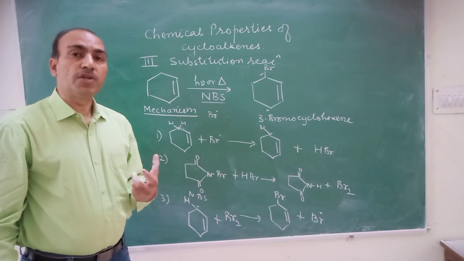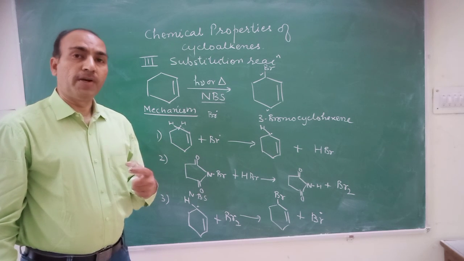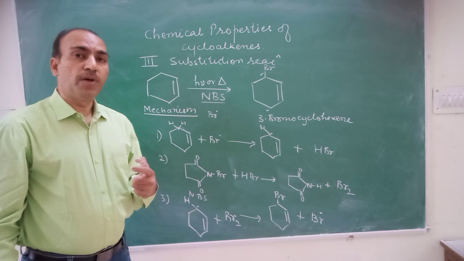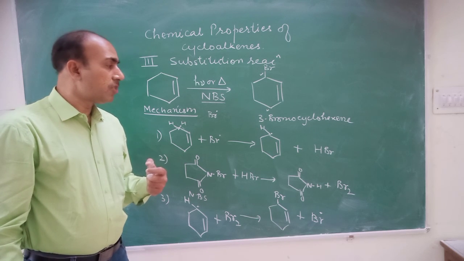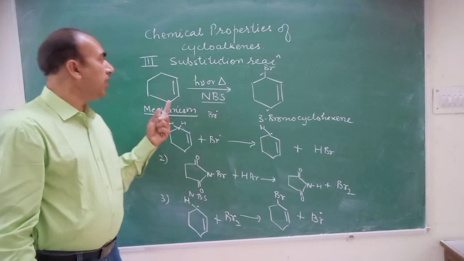Why is there low concentration? Because the solubility of N-bromosuccinimide in carbon tetrachloride is very low, and that's why the Br concentration is low, and the low Br concentration is only suitable for substitution at the allylic position.